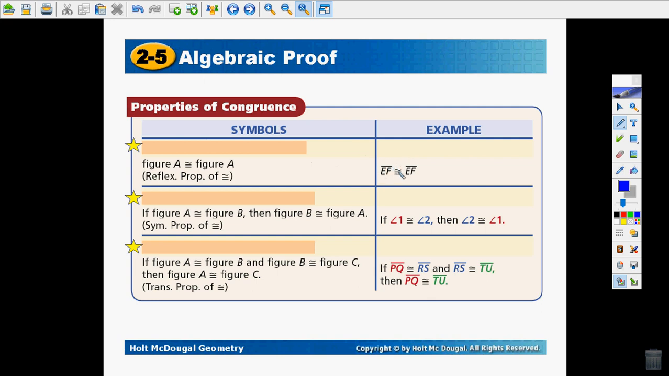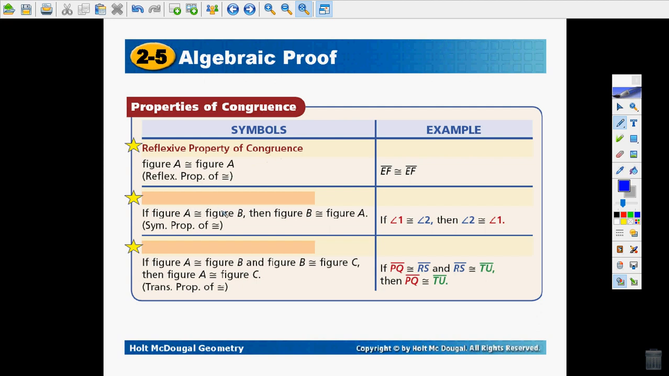So what does this property look like? Segment EF is congruent to segment EF. Which property of equality does that resemble? It resembles the reflexive property of equality, but this time we're using a congruent symbol, and we're talking about segments, not lengths, so they have hats. This is the reflexive property of congruence.